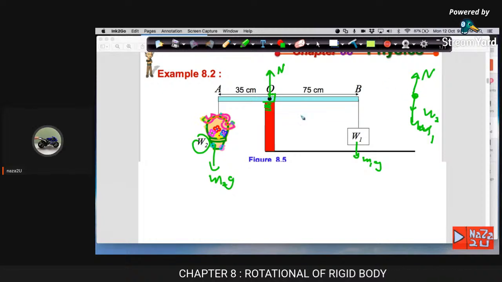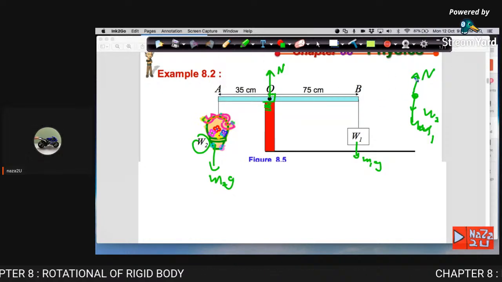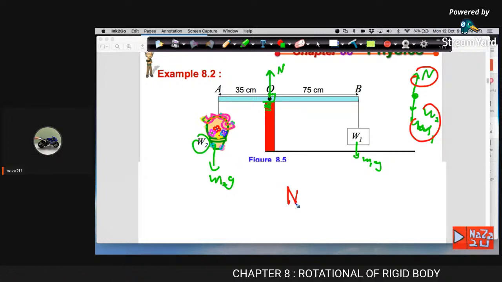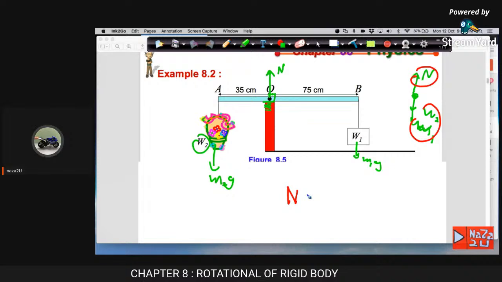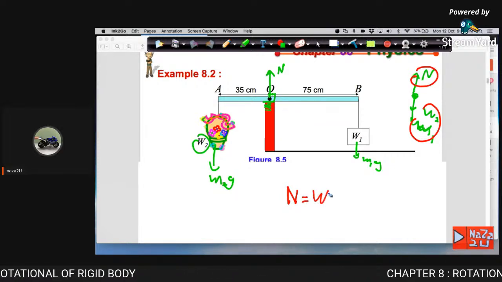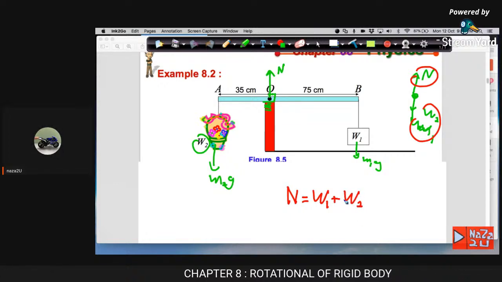Because the object is in equilibrium, daya ke atas, okay, the total force upward is equal to downward. So meaning if you draw the equation between N and the weight force, we have N is equal to W1 plus W2.